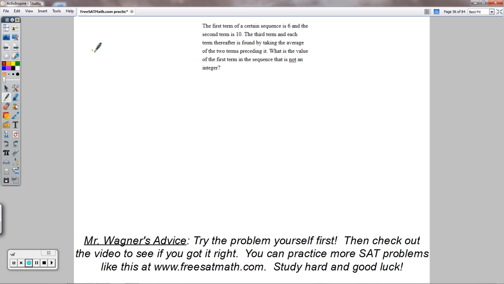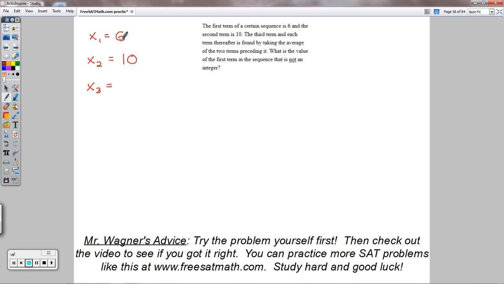So let's just say x1 is my first term, and it says that the first term of the sequence is 6. So x1 equals 6. It says the second term is 10. The third term and each term thereafter is found by taking the average of the two terms preceding it. So what's the average of the two terms preceding the third term?